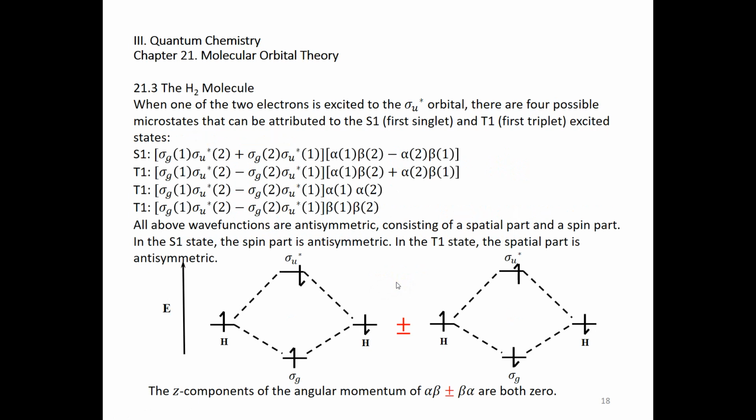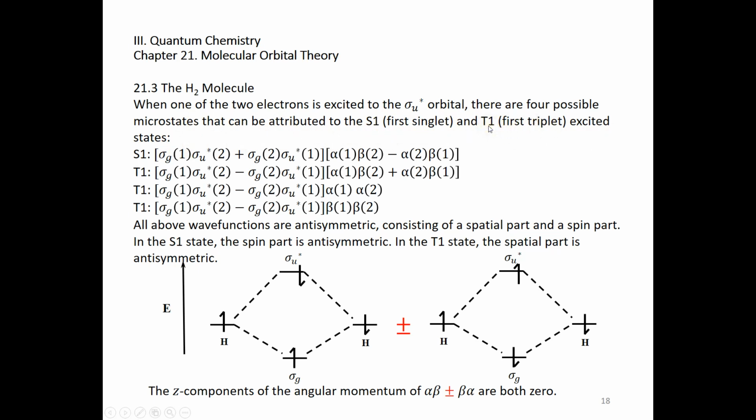When one of the two electrons in the H2 molecule is excited to the sigma u star anti-bonding orbital, there are 4 possible microstates: alpha alpha, alpha beta, beta alpha, beta beta. We can regroup them and attribute all those 4 microstates or their linear combinations to S1 and T1 excited states. S1 means the first singlet excited state. T1 is the first triplet excited state.